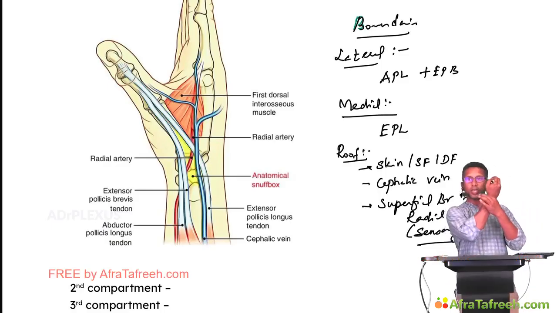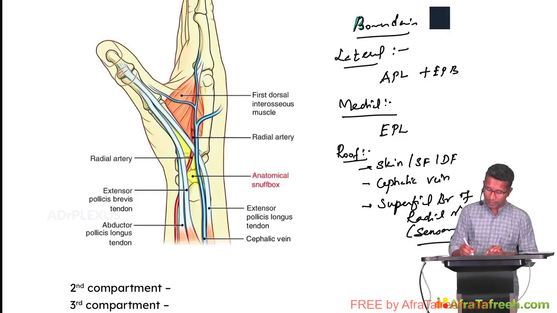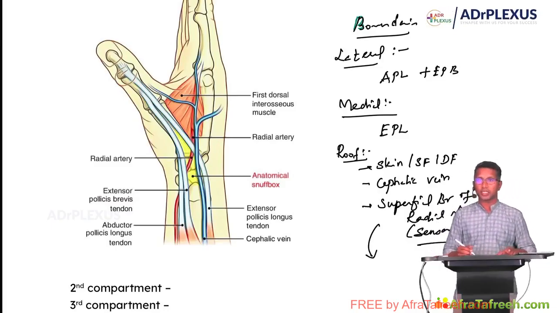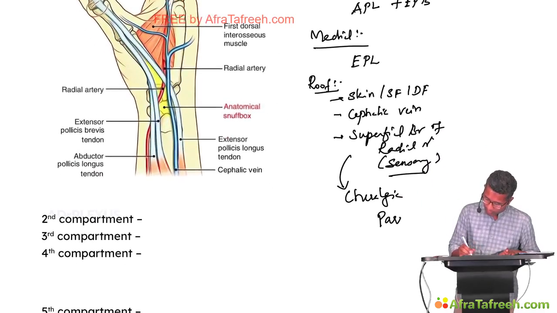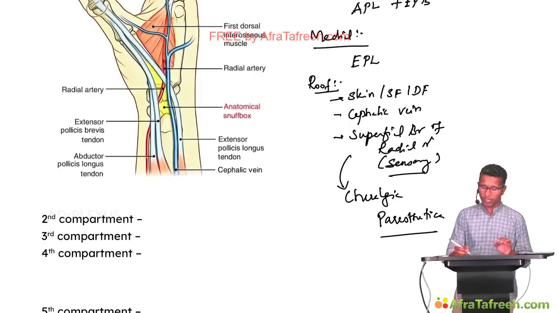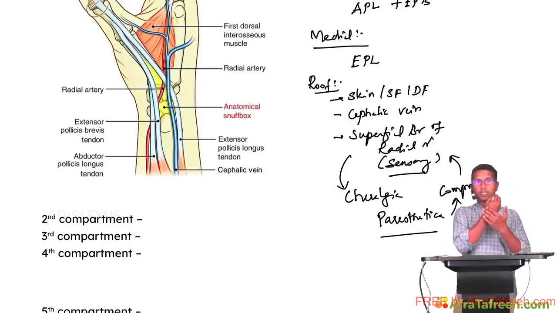Now, we wear wrist watches around this region. When we wear wrist watches, the superficial branch of the radial nerve, which runs closely to the anatomical snuff box, gets compressed. It results in a condition called cheiralgia paresthetica. So what is cheiralgia paresthetica? Compression of the superficial branch of the radial nerve at the wrist results in numbness over the first web space.